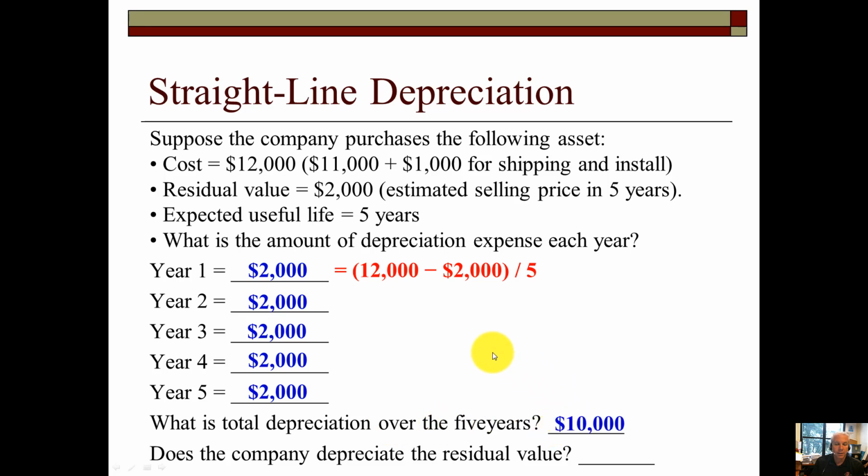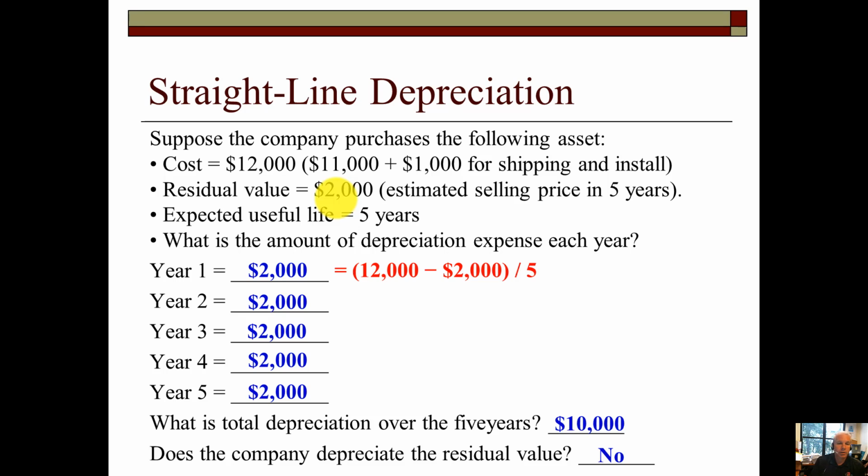Correct, 10,000. Does the company depreciate the residual value? The answer is no, right? Residual value, go back to what it is, it's the estimated selling price in 5 years. So that will remain undepreciated on the company's balance sheet. So once the company fully depreciates the asset down to residual value, it sits there until such a time the company disposes of the asset. And that's also part of Chapter 7, where you dispose of a fixed asset and you either have a gain or loss on disposal.